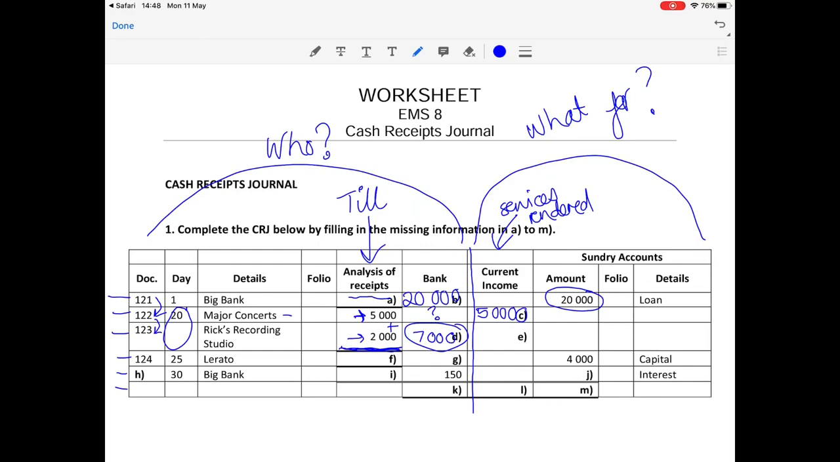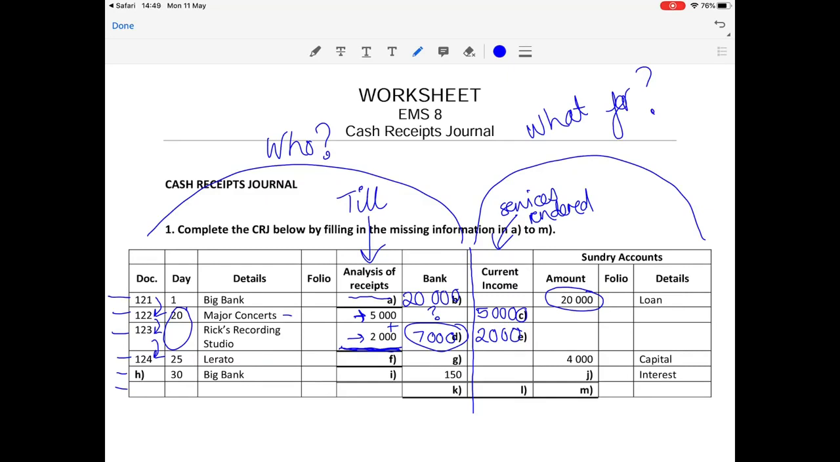And what we did, as I said earlier, is we totaled the 5,000 Rand plus the 2,000 Rand to give us a total in the bank column of 7,000 Rand for the 20th. That 2,000 Rand must have been for services rendered as well, and that is why we put it in the current income column. Next transaction, source document carries on chronologically, and this happened on the 25th of the month.